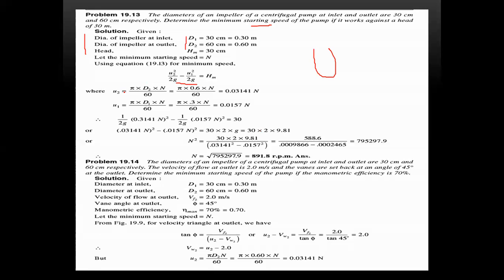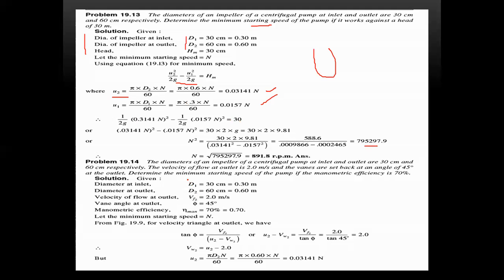What is u2? Since the diameter is given, based on that the velocity is pi d n by 60, that is a value. u1 is pi d n by 60, that is a value. Therefore half 2g, that is 1 by 2g, that is 0.3141 squared, divided by 2 into 9.81, you got the value. Finally, subtracting this from that, you get the value. Finally n square is equal to this; keep on substituting these values, and finally you get the n value, this one. Got it?